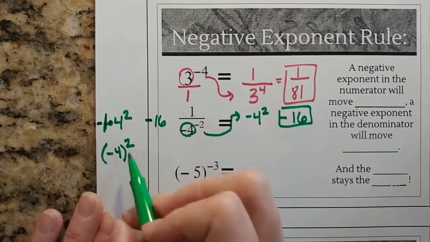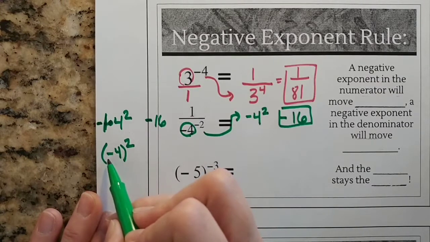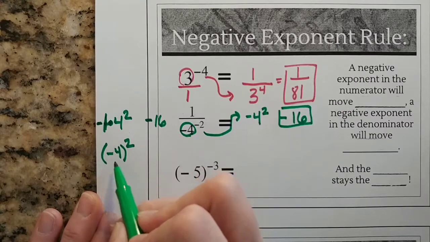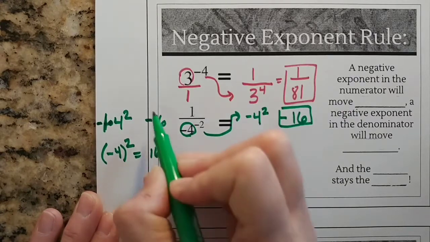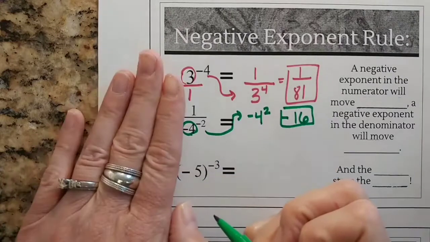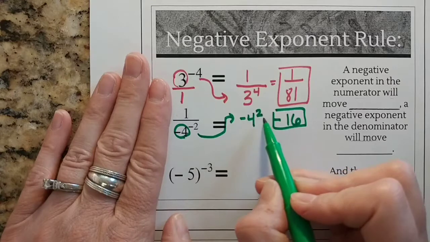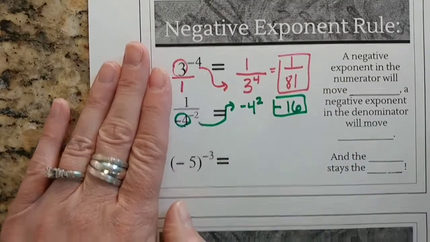Now this one says negative 4 to the second power. Negative 4 times negative 4. The entire negative 4 multiplied by itself twice. That's positive 16. So these two are different. You got to know the difference between these two. So when I simplified over here, this says the opposite of 4 squared. All right, so negative 16.